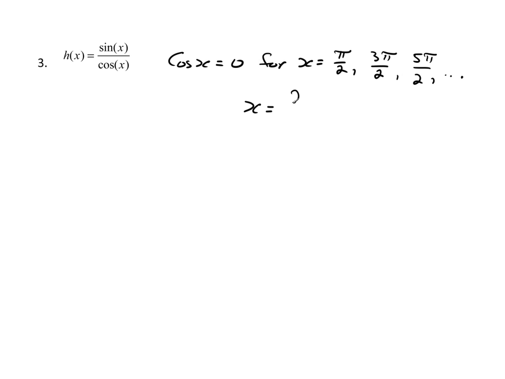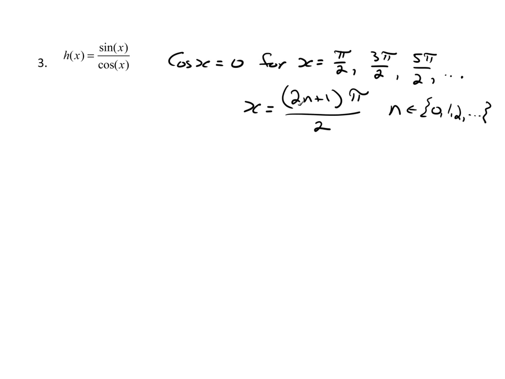Okay, so next one, sine x over cosine x. All right, cosine x equals 0 for x equals pi over 2, 3 pi over 2, 5 pi over 2, and so forth. There's a pattern here that I just established. So I can write this as x being equal to 2n plus 1 times pi over 2 for n being 0, 1, 2, and so forth.